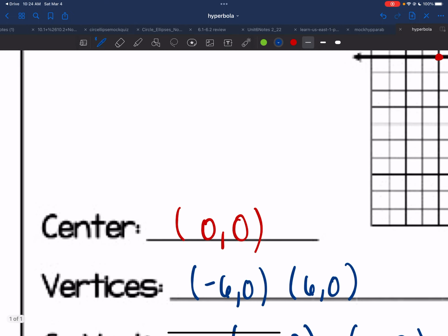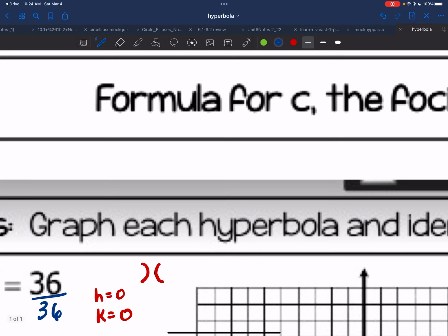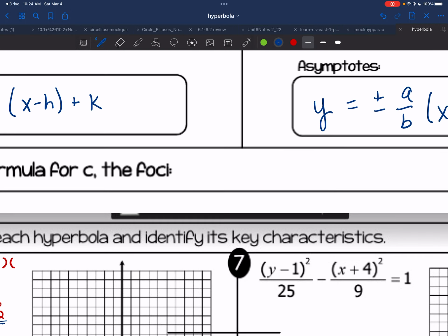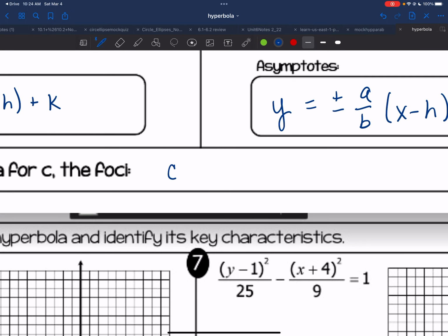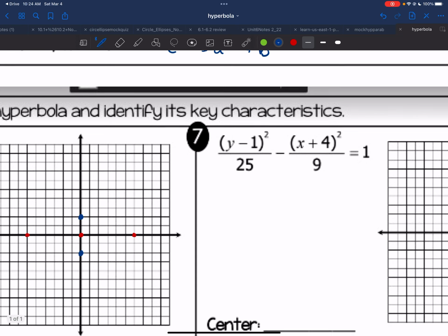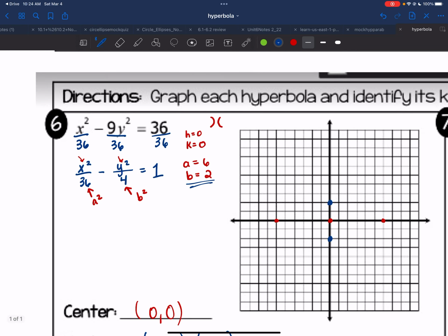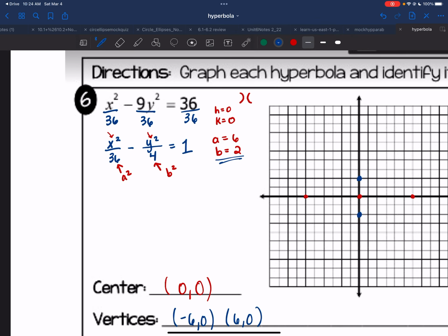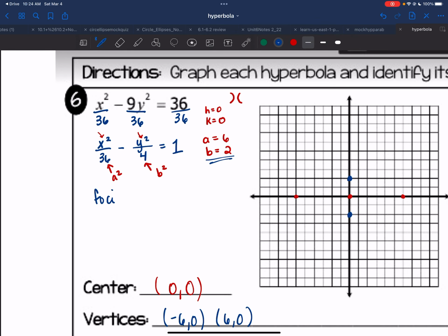My foci. Oh, we didn't talk about the foci. Let's add that here. The formula for our foci is c squared is equal to a squared plus b squared. So it is straight up the Pythagorean theorem. And based on whatever we've got, we can go ahead and determine what that is. So let's figure out our foci. I'm going to change this to green.